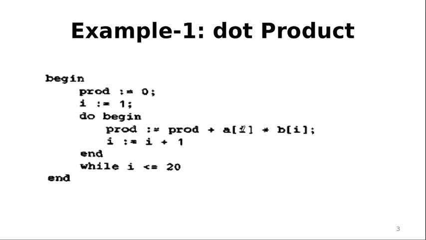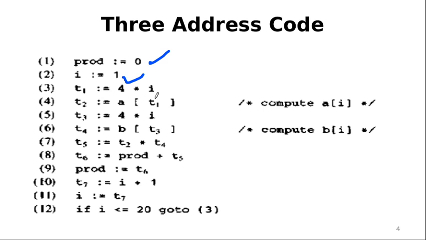It is not the full result. Once again you need one more temporary variable to hold a of I, nothing but a of t1, t2 equal to a of t1. That is the second three address code statement. Then for the next one, once again t3 equal to 4 into I, then b of t3 can be assigned to the temporary variable t4. Like t1 is 4 into I, a of t1 can be assigned to t2, then 4 into I is t3, and b of t3 can be assigned to t4.